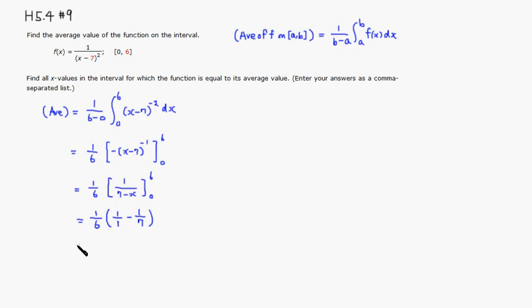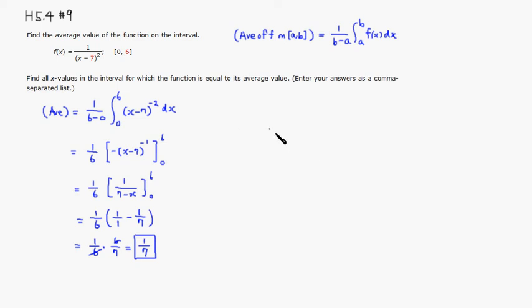Which gives you 1 over 6 times 1 minus 1 over 7, which is 6 over 7. The 6s cancel out, and you get 1 over 7. So that's the average value of this given function over the interval from 0 to 6.